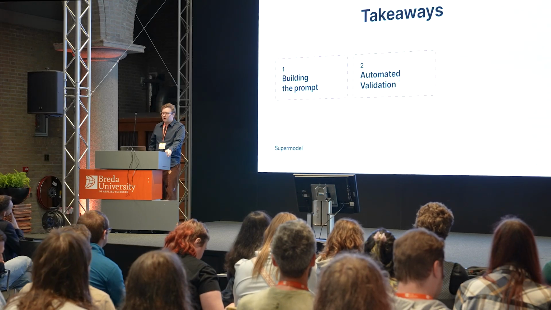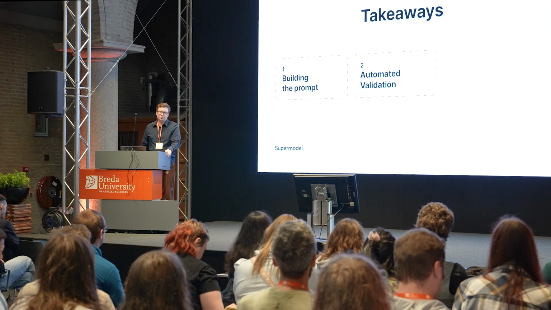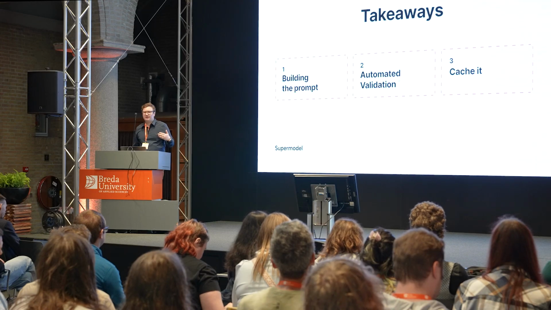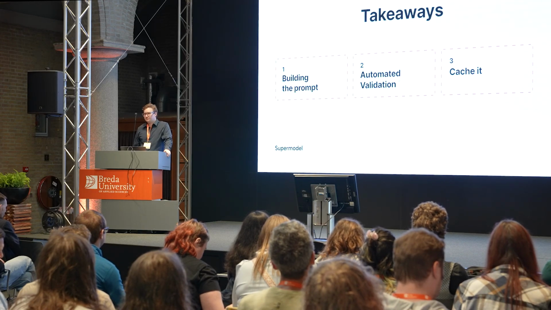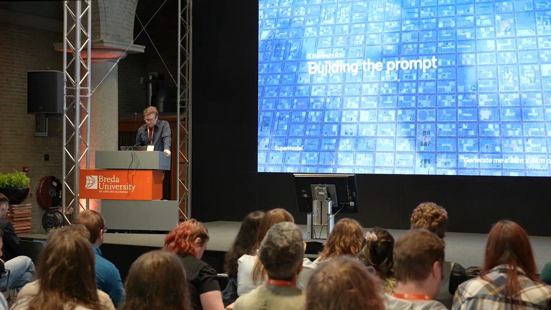The next is automated validation. I mentioned it lies to you. You do have to check this, and there are a couple of very easy ways to do this. And finally, caching it. You want to be able to iterate with an LLM. Otherwise, you're just asking a question and hoping what you get is what you wanted, which is so unlikely. So, I mentioned building the prompt.